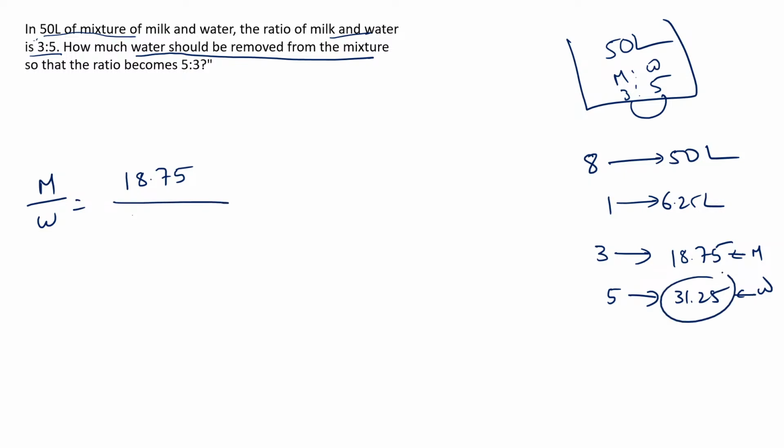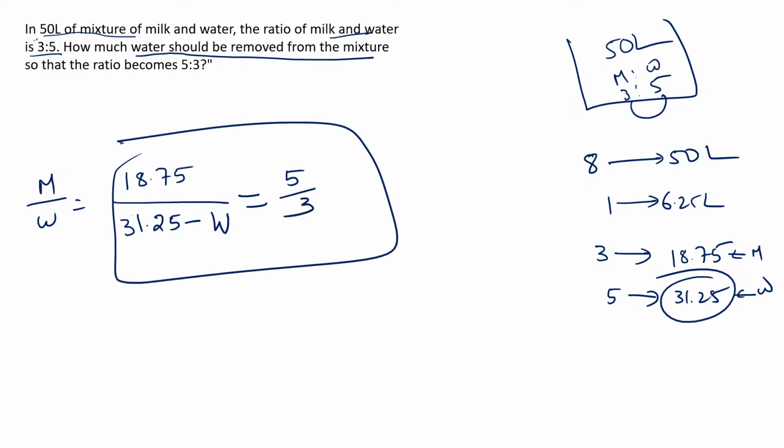How much water are you having? 31.25. From this you are removing some water. Let us take that you are removing W liters of water. Then the ratio becomes 5:3. It is a straightforward cross multiplication. You can do it like this.